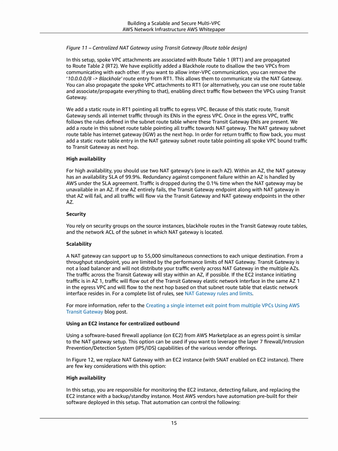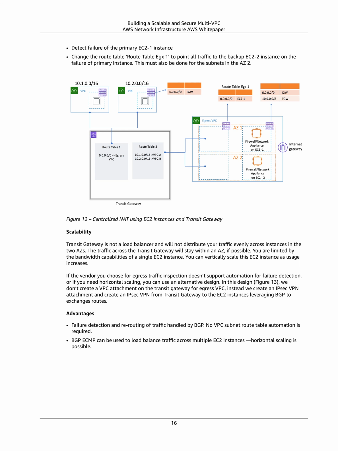High availability in this setup. You are responsible for monitoring the EC2 instance, detecting failure, and replacing the EC2 instance with a backup/standby instance. Most AWS vendors have automation pre-built for their software deployed in this setup. That automation can control the following: detect failure of the primary EC2-1 instance, and change the route table EGX1 to point all traffic to the backup EC2-2 instance on the failure of the primary instance. This must also be done for the subnets in the AZ2.